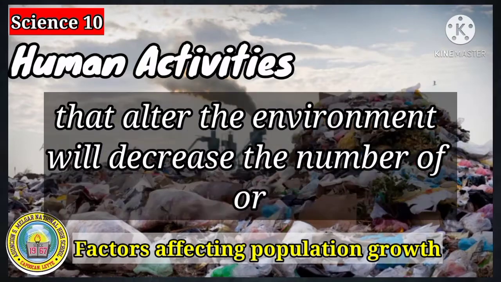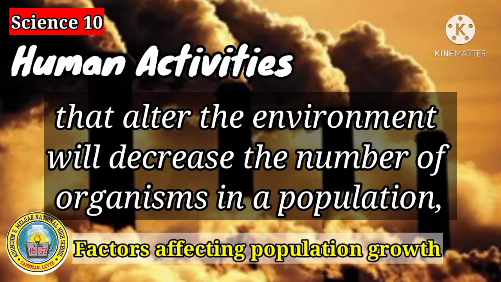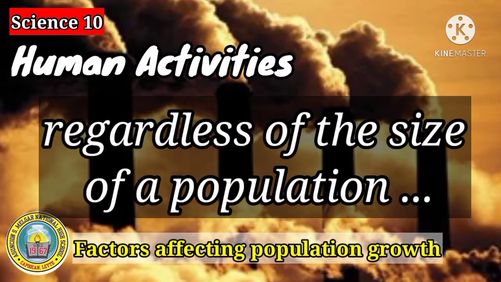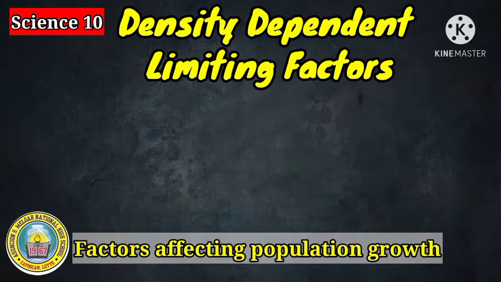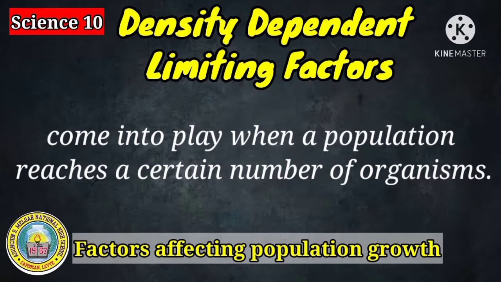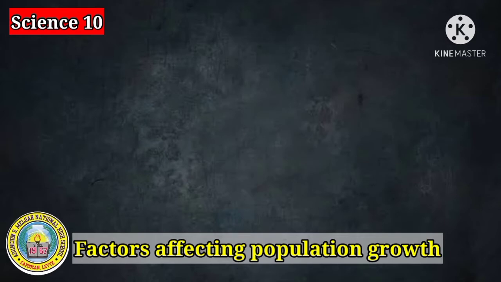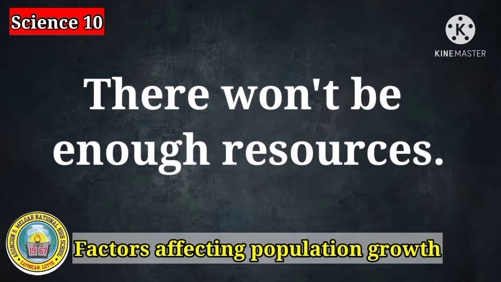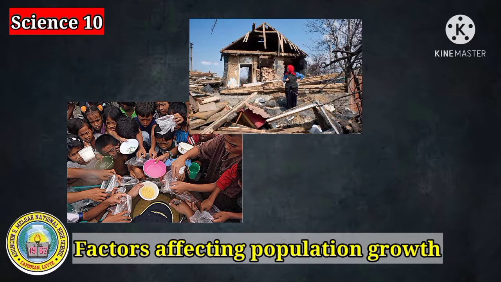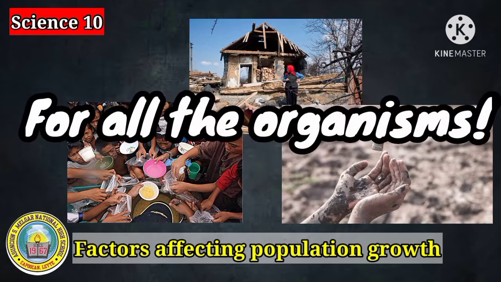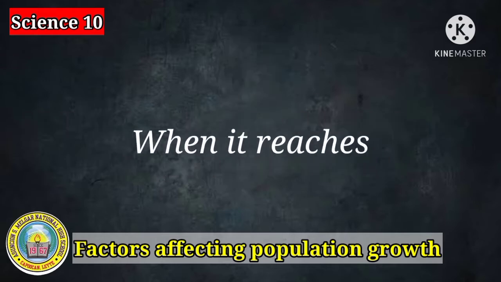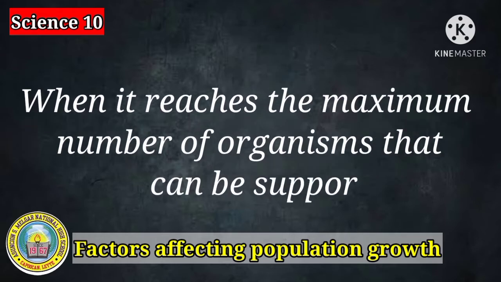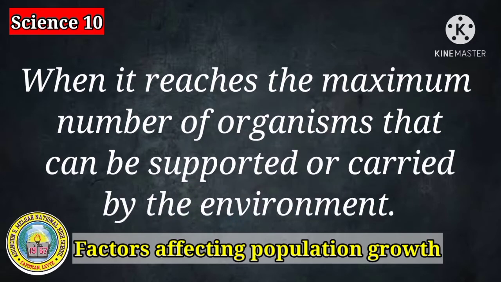Human activities that alter the environment will also decrease the number of organisms in a population, regardless of the size of a population. Density-dependent limiting factors come into play when a population reaches a certain number of organisms. For example, when a population reaches a certain size, there won't be enough resources such as food, shelter, and water for all the organisms. This could cause the population to stop growing when it reaches the maximum number of organisms that can be supported or carried by the environment.